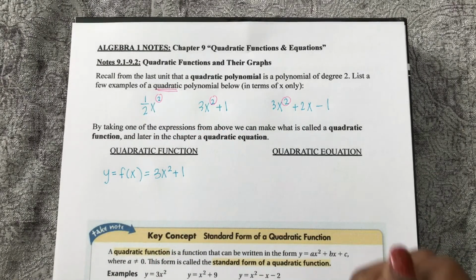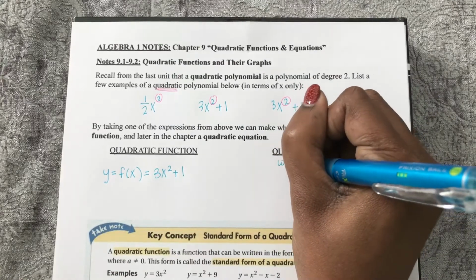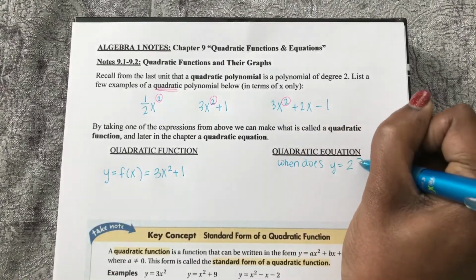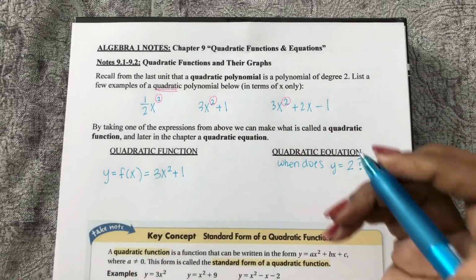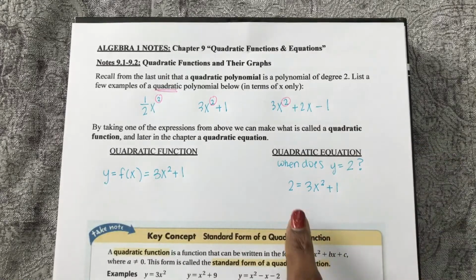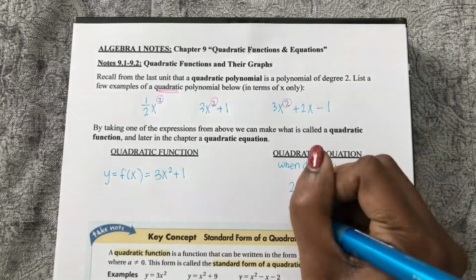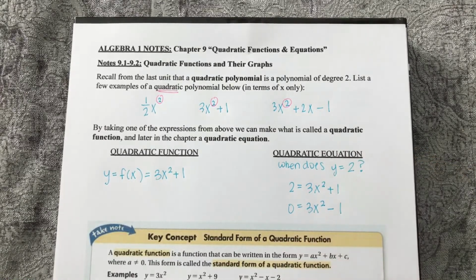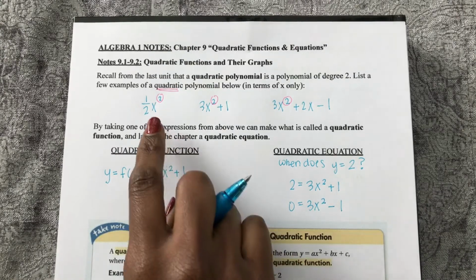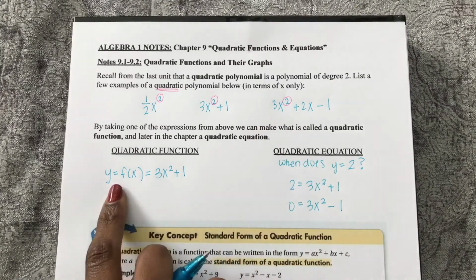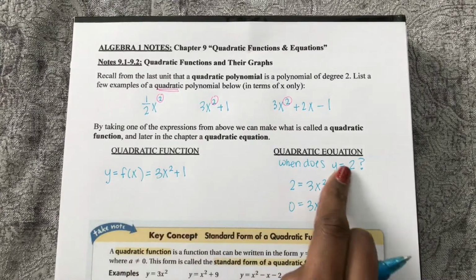Later on in this unit, we might want to find out when does y equal 2? Well, that will happen when 2 equals 3x squared plus 1. And sometimes we'll subtract that and make it 0 equals 3x squared minus 1. Right? So these are some ways we can take quadratic polynomials and create quadratic functions that we can solve in a quadratic equation.